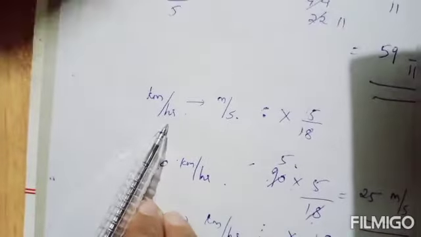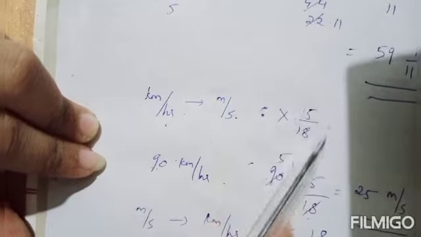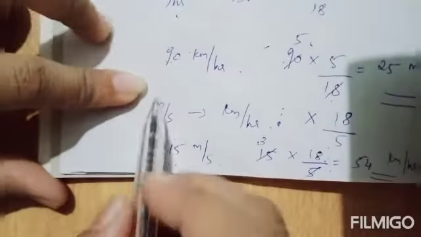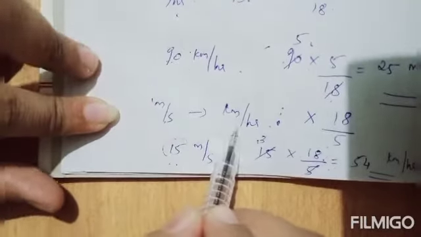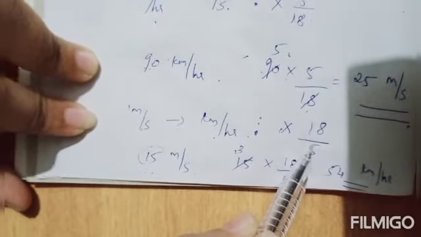Okay, so in order to convert kilometer per hour to meter per second, multiply by 5/18. In order to convert meter per second to kilometer per hour, multiply by 18/5.